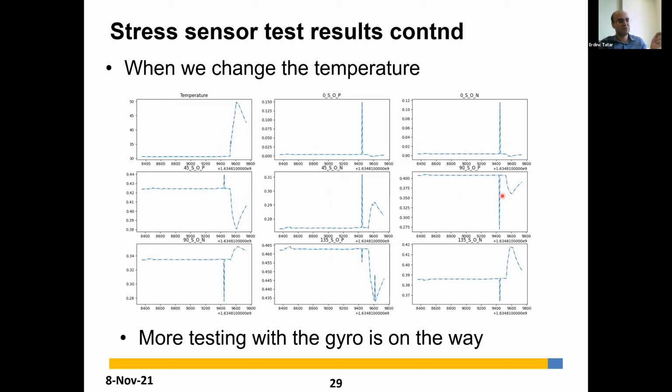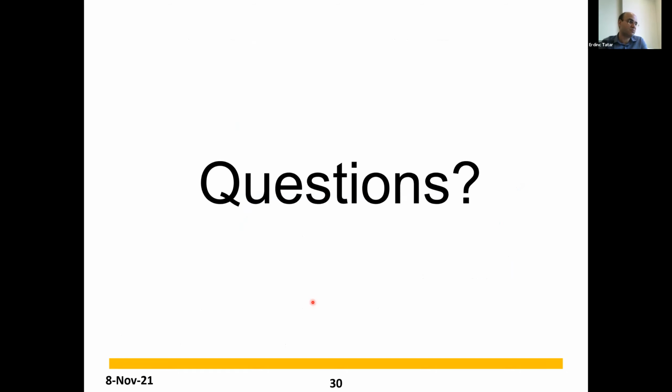So we had some noise issues with the gyro. They are currently being resolved. Most of them are resolved actually. What I should have shown you is a gyro and a stress sensor: how do we correlate the outputs? Unfortunately, I don't have it currently. It will probably be available in a matter of weeks or one or two months. So more testing with the gyro is on the way. And that completes my presentation.